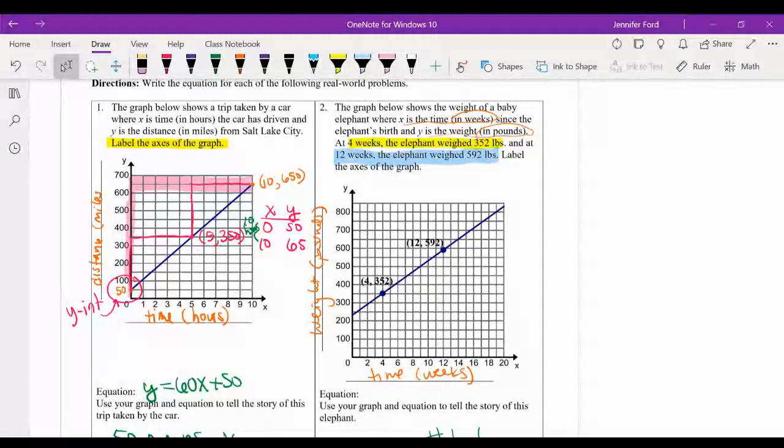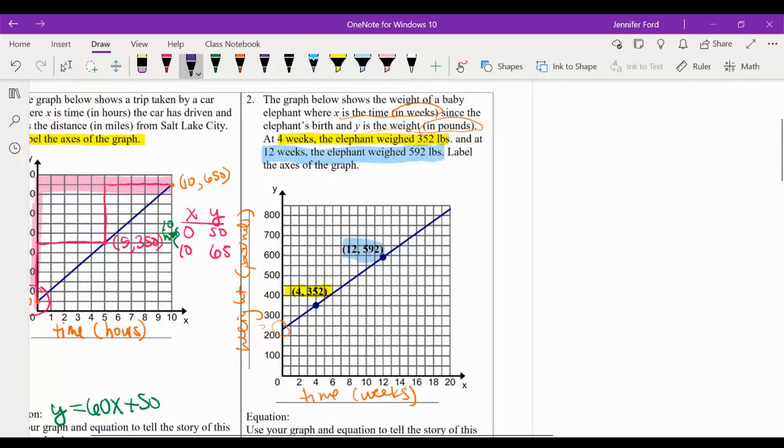At 4 weeks, elephant. So here they're actually giving us this clue in 2 places. They're giving us the clue in the explanation. They're also showing it for us here on the graph. And then they're showing us 12 weeks, elephant weighed 592. They're telling us that here on the graph too. In class, I saw a lot of people trying to guess what that value is. I would not use the graph to estimate it because they give me 2 clues. I would use the clues that they give me and then calculate that because we'll get a much more accurate answer if we do that.